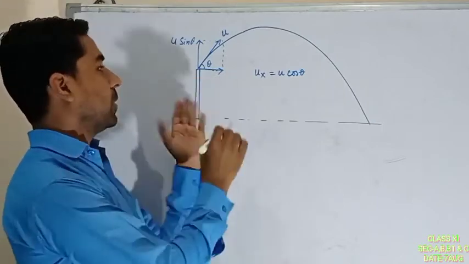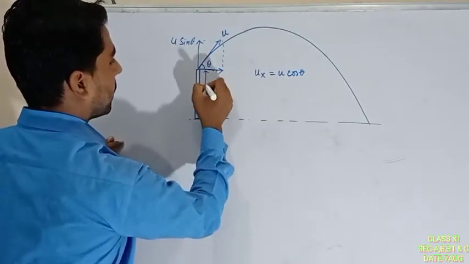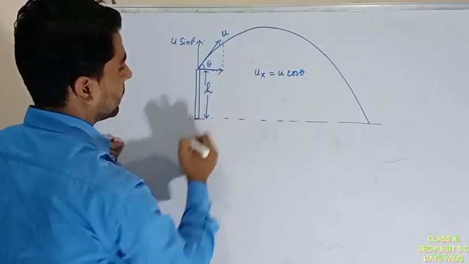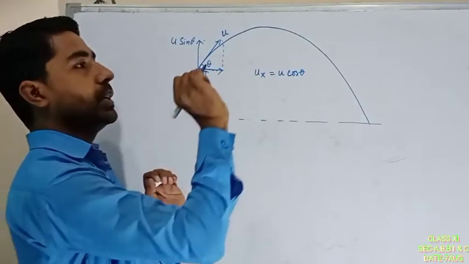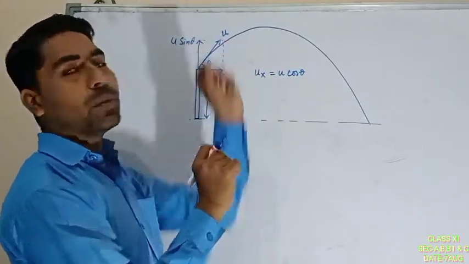See what is happening. I am throwing an object from a tower. Suppose the height of this tower is small h. From this height, I am throwing one object. The velocity is in the upward direction.